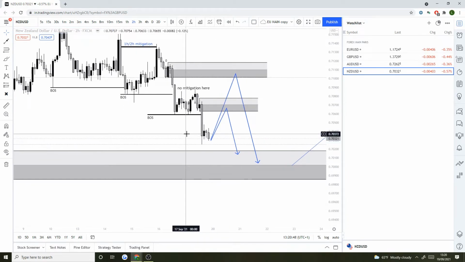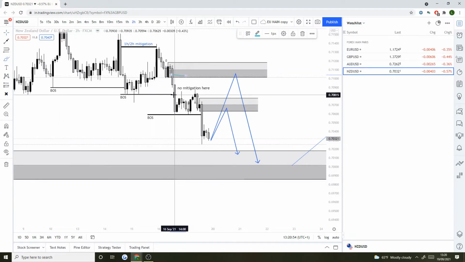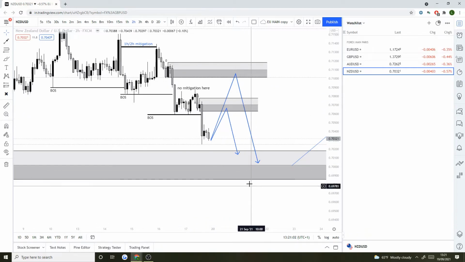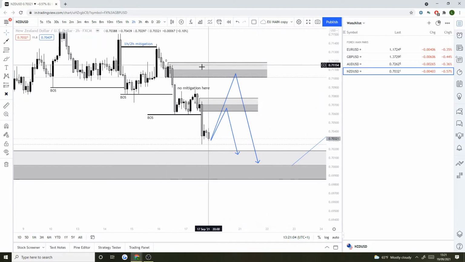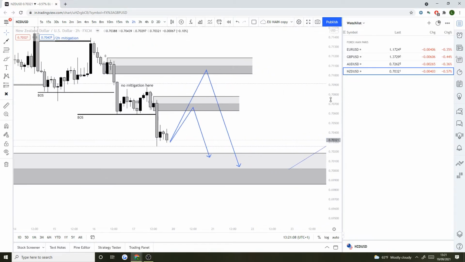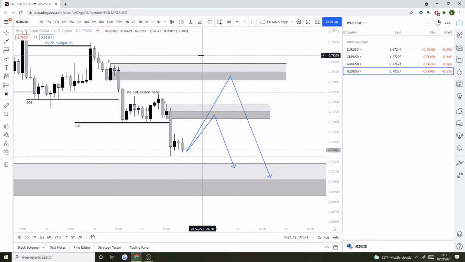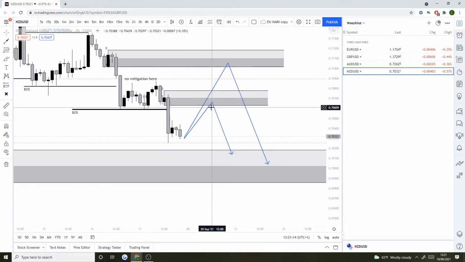So to me now there's basically imbalance here, and it's kind of inefficient from the institution's perspective because they're going to have orders up here which haven't been mitigated yet. So if they do want to take it further down, then there's a good chance that they're going to have to come back up here so they can close those orders. So I'm basically looking in the short time frame at two potential opportunities.